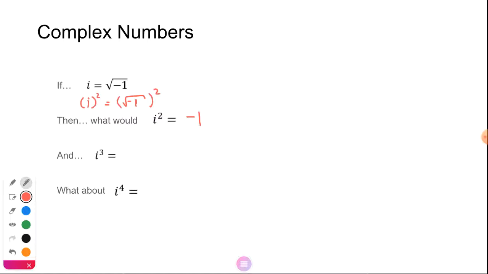Okay. If we had i cubed, well, i cubed is the same as i times i squared. So i is the square root of -1, and i squared is -1. So if we multiply those, we get negative square root of 1. I'm sorry, -1.